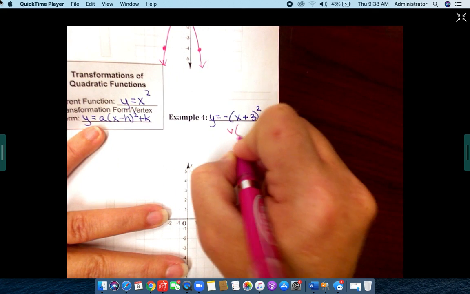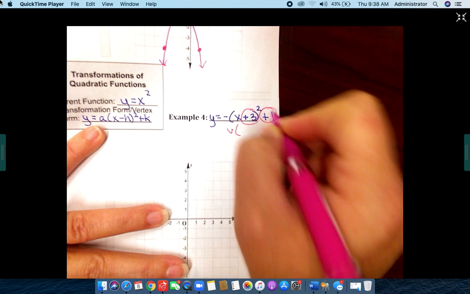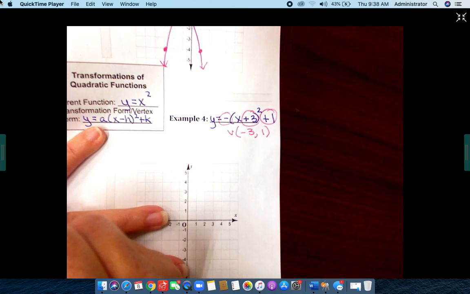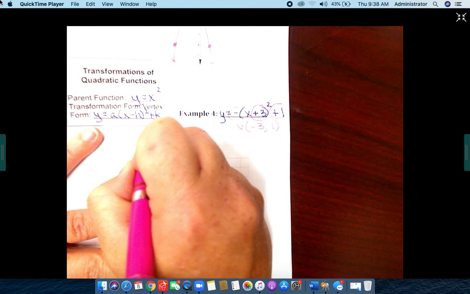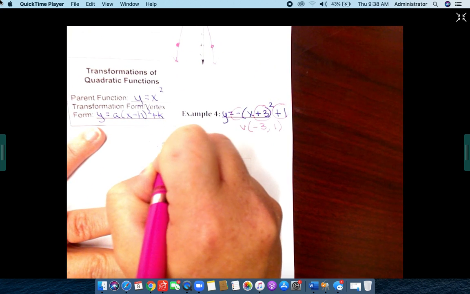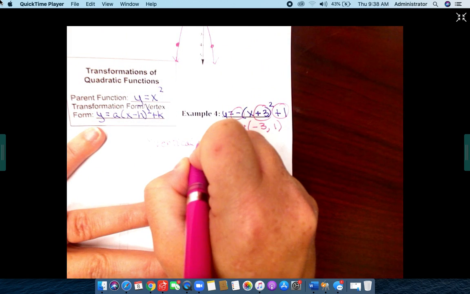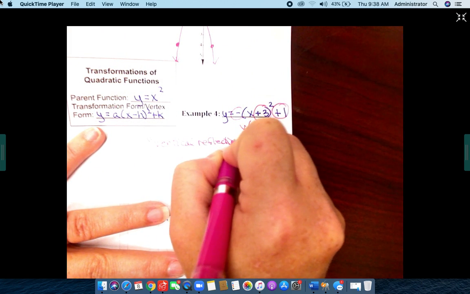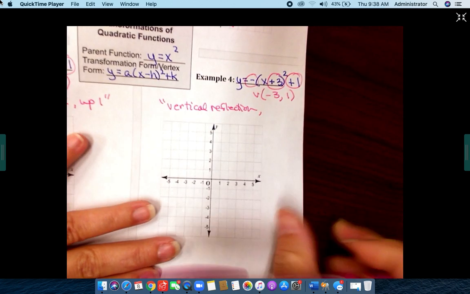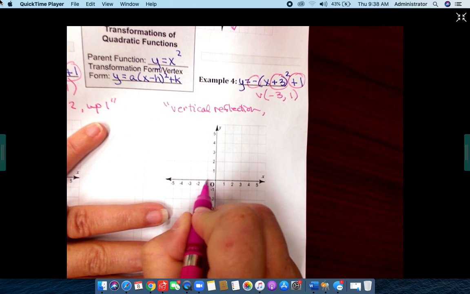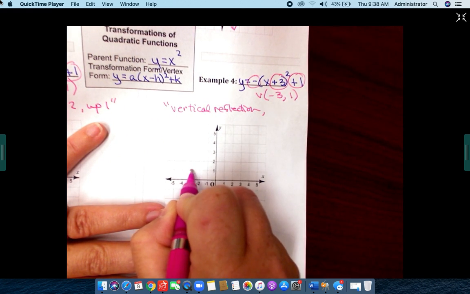So again, my vertex here, switch, keep. And what happens because I have a negative? I'm going to have a vertical reflection. So I'm going to list that first, since that's what I come across first when I read it from left to right. Vertical reflection. And then how do I graph it? From the origin, I'm going to go left 3, up 1.